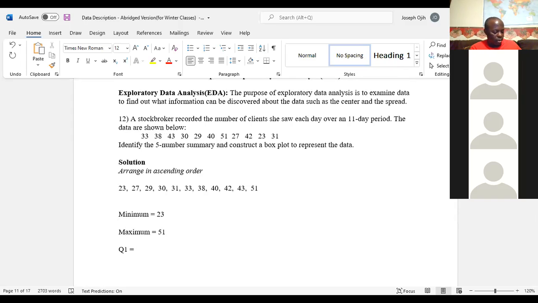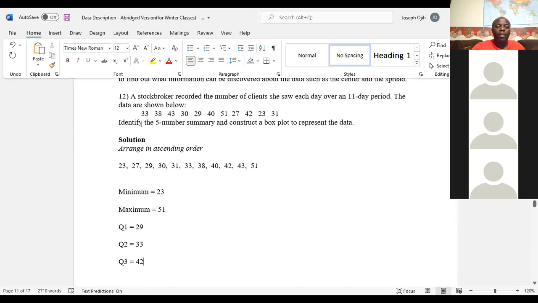My Q1, I got 29. And my Q2, I got 33. And Q3, the answer I got using the method I explained to you, 42. So we have answered the first part, the 5 numbers. Remember, in the exam, you have to calculate the Q1, Q2, Q3 using the method I explained. So now we have answered this part.